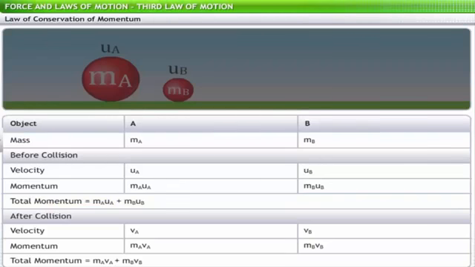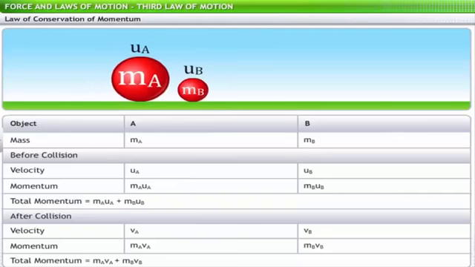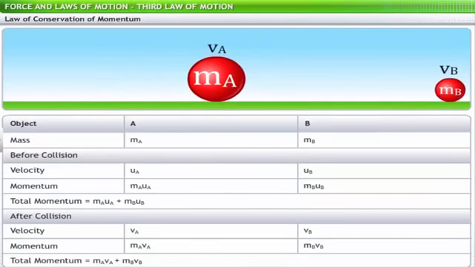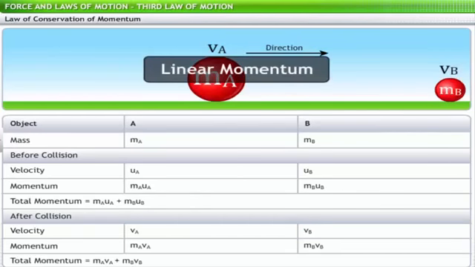Since the spheres are moving with unequal velocities along the same path, they will collide at some point. Let's assume that after collision, both the spheres A and B move with uniform velocities VA and VB respectively, in the same direction as before collision. As the spheres move along a straight line before and after collision, their momentum is said to be linear momentum.